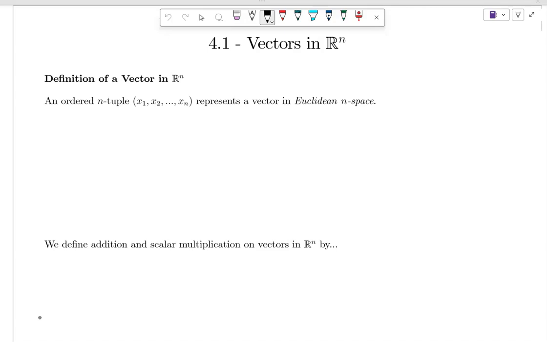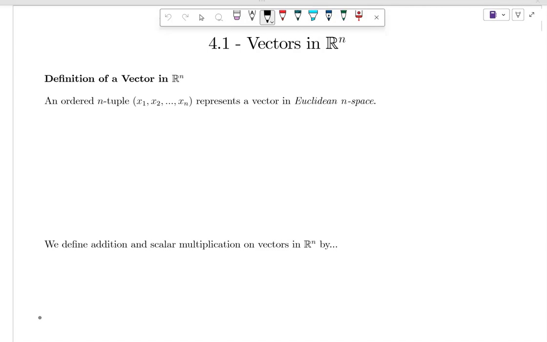All right. So hopefully a lot of what we're going to talk about today looks familiar. If you've had a physics class, if you've had Calc 3, most of what we're going to do today should look very, very familiar. So in any event, we're going to define what we mean by a vector in Euclidean n-space.